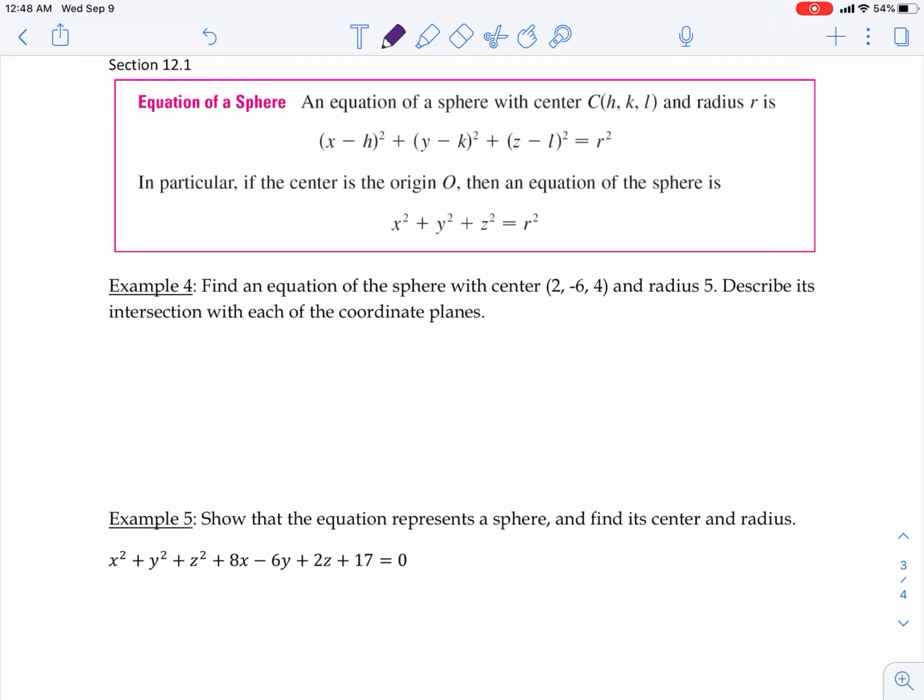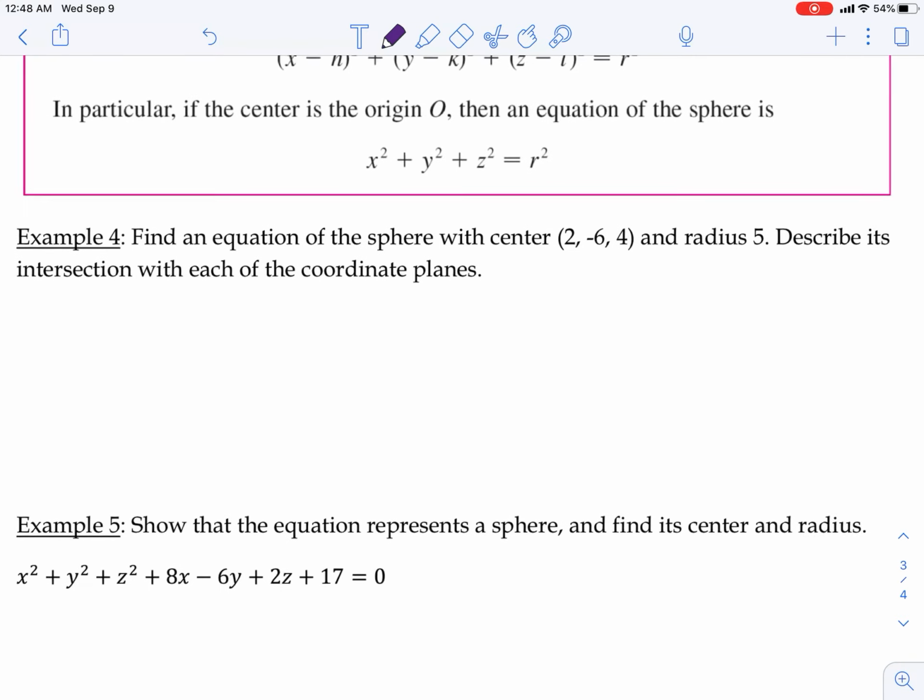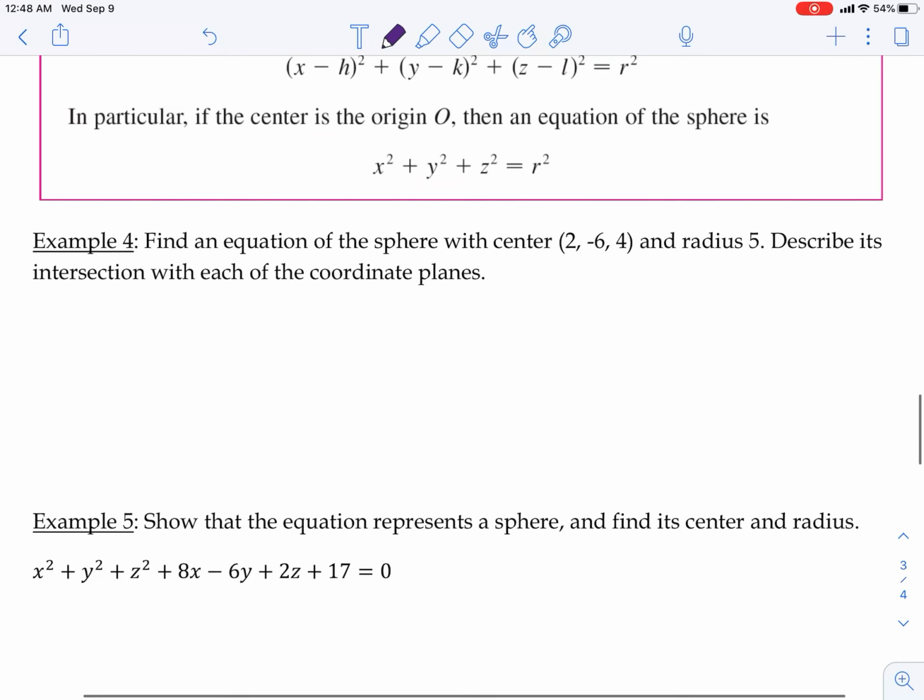All right, so we're going to find an equation of the sphere with center (2, -6, 4) and radius 5, and we're going to describe its intersection with each of the coordinate planes. I'm going to zoom in a little bit just so that we can create some space. The first thing we do is write the equation of a sphere. So we have all of our values, h, k, and l, and I'm just going to go ahead and substitute those into our equation.